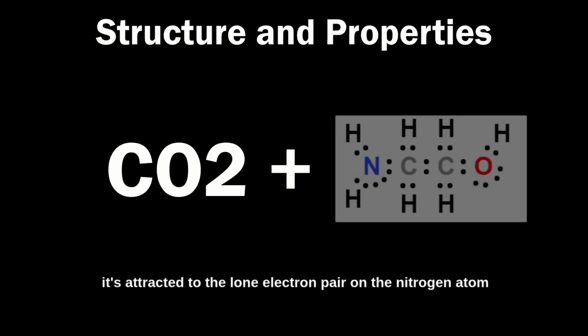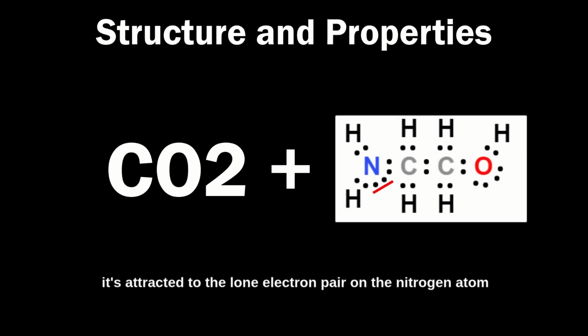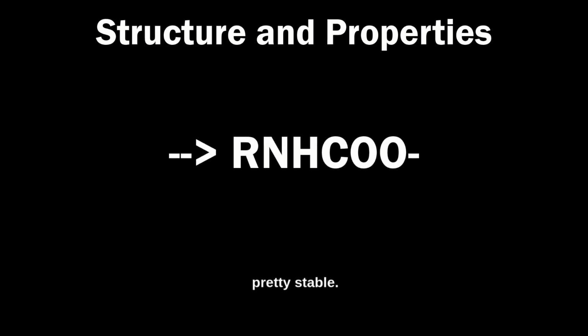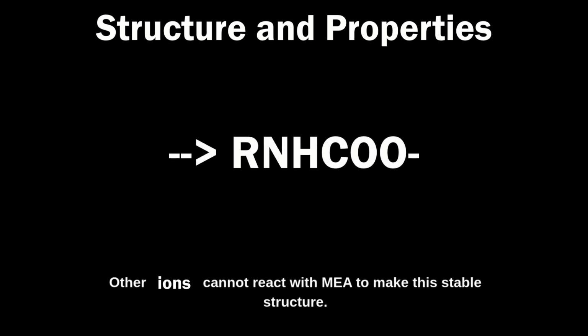2. Structure and properties. The process of CCS hinges on the structure of monoethanolamine, which allows it to selectively bind to CO2. Due to CO2's electronegativity, it's attracted to the lone electron pair on the nitrogen atom in MEA. The reaction of these two species results in an ion that is pretty stable. Other elements cannot react with MEA to make this stable structure.